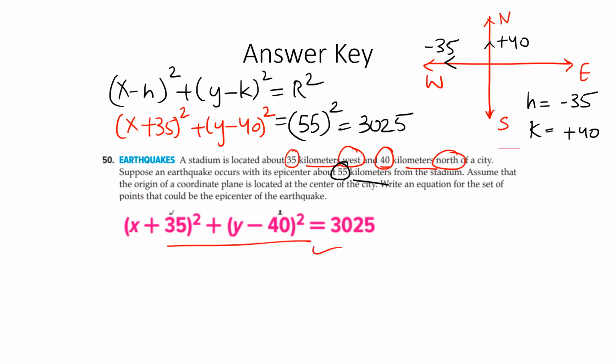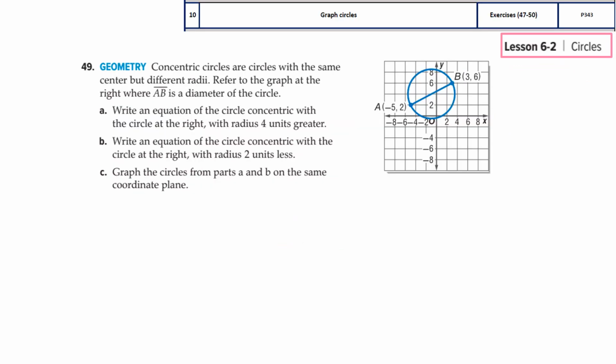Let's now do the most important question in the EOT from the topic of circles, which is 49. And I want you to pay attention because it involves a little bit of simplification and algebra when we do the radicals. Okay, very important question. Let's start reading it first. Concentric circles are circles with the same center but different radii. Very important concept. And in this question for part B and C, we'll be using the concept of concentric circles along with the equation of the circle.